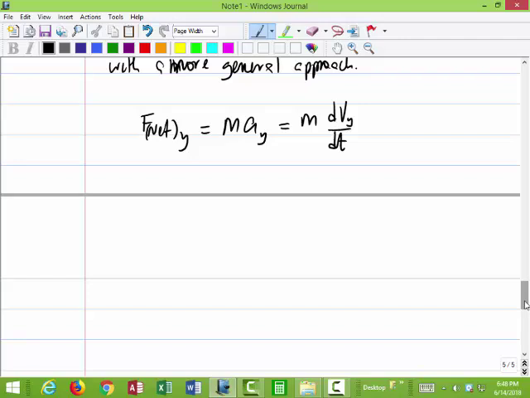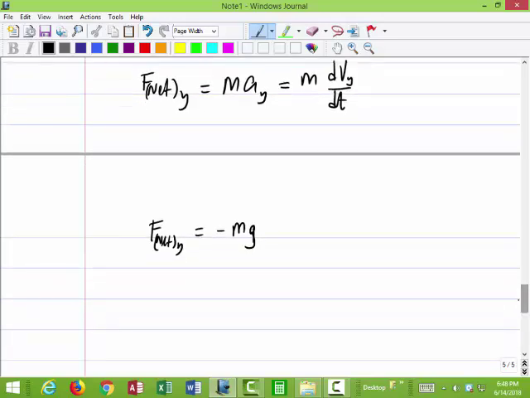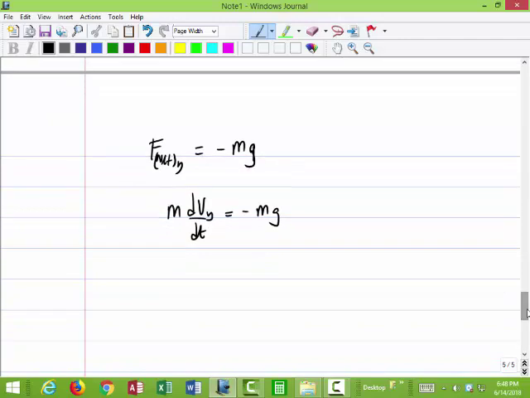The net force on this object is just equal to its weight, so we can say that the net force in the y direction is equal to weight, which is minus mg, because remember that the gravitational force pulls downward, so we're using the negative vector for that. So we shall say m dv in the y direction dt is equal to minus mg, and we'll make a transformation which will make it easier to do this analysis.